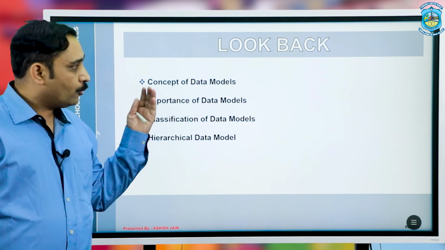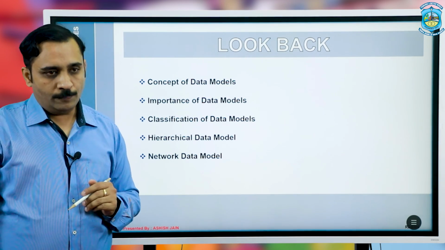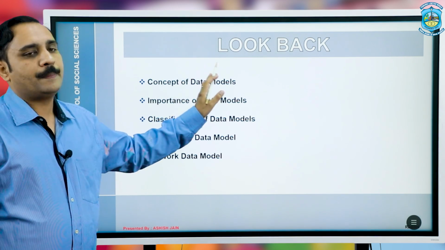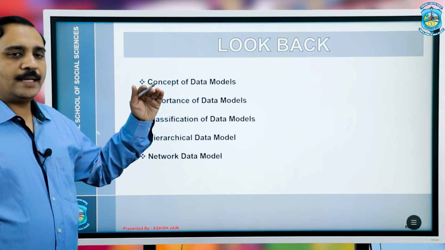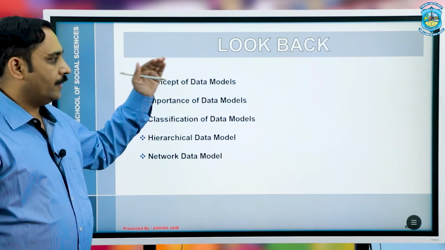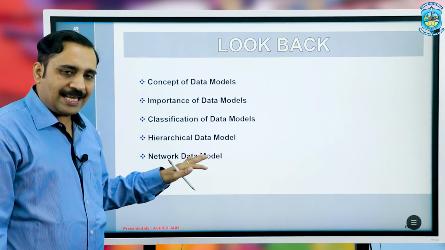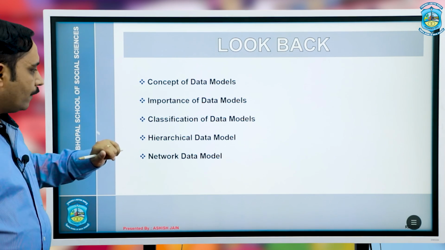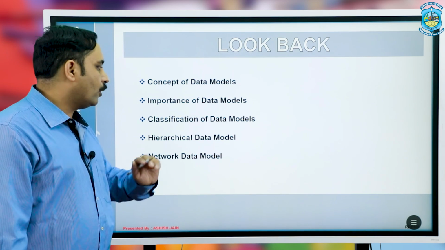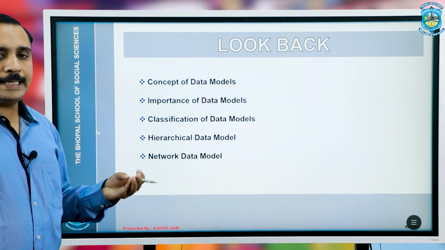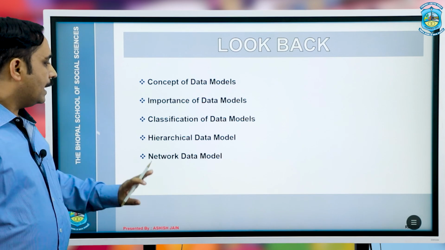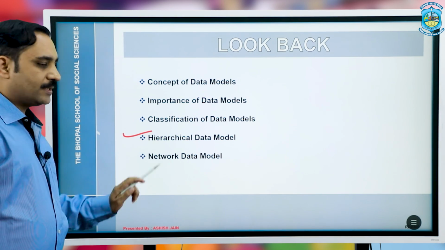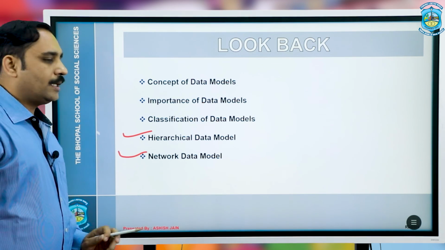Let us look back at what we have covered in this module. We started with the concept of data models. We have seen that it is a logical representation of data. We have defined data models on three levels: the conceptual level, the logical level as external conceptual, and the physical level. Then we have seen the importance of data models. We have seen how data models are classified into hierarchical, network, relational and other data models. And in this module, we have covered two types of data models: first the hierarchical model and second the network model.